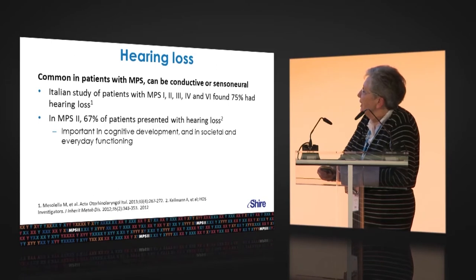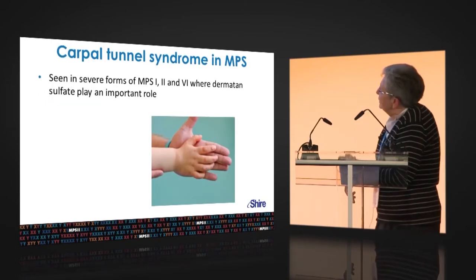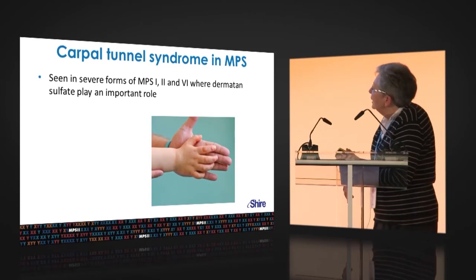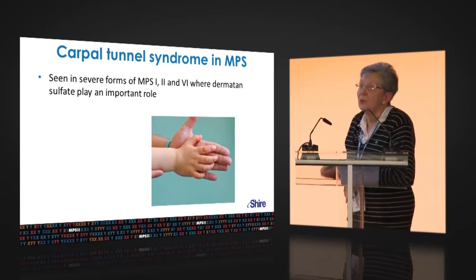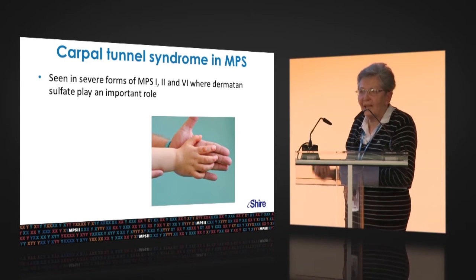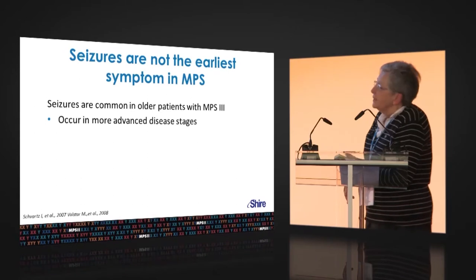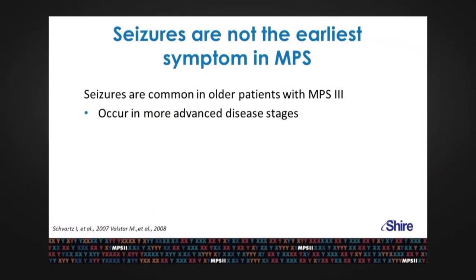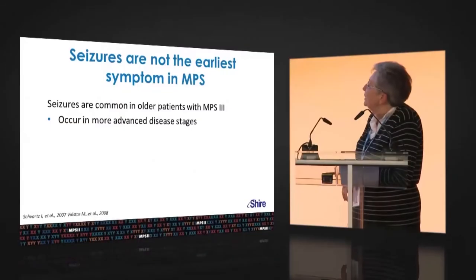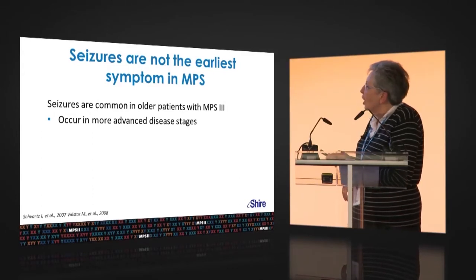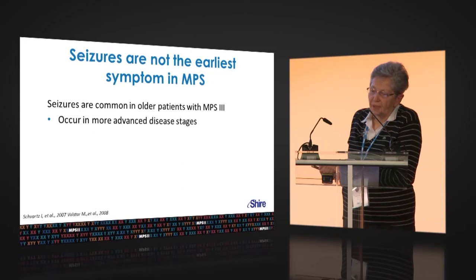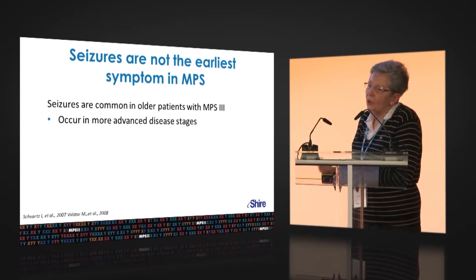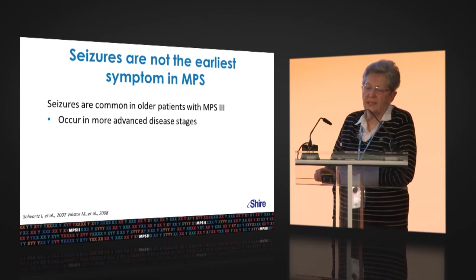Carpal tunnel syndrome is also quite common in severe forms of MPS 1, 2, and 6, where dermatan sulfate storage plays an important role. Seizures: I would like to emphasize that seizures are not the earliest symptom in MPS. Why did I put this information? To emphasize that it is not an early symptom in MPSs. Seizures are common in older patients with MPS III and with MPS II, but in a more advanced stage of the disease.